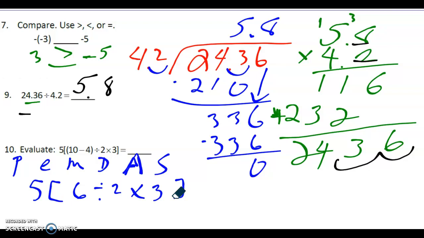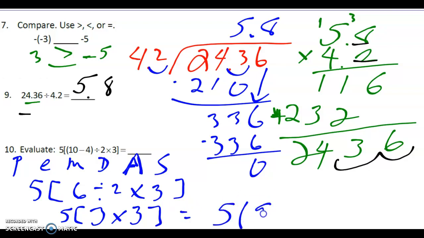Now on the inside of the brackets, because I have division and multiplication, I know that they are interchangeable. So that means I can go from left to right. So the first thing I'm going to do is 6 divided by 2, which is 3. And then I rewrite my problem. The next thing I will do is 3 times 3, which is 9. And 9 times 5 is 45. So for number 10, you should have had 45.